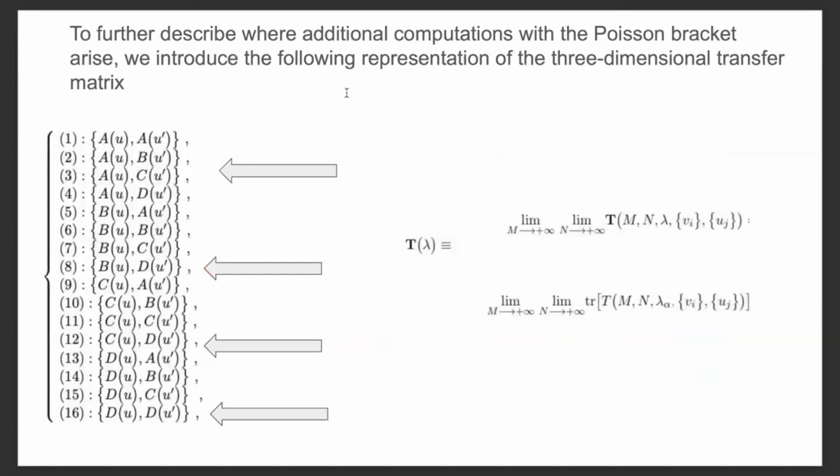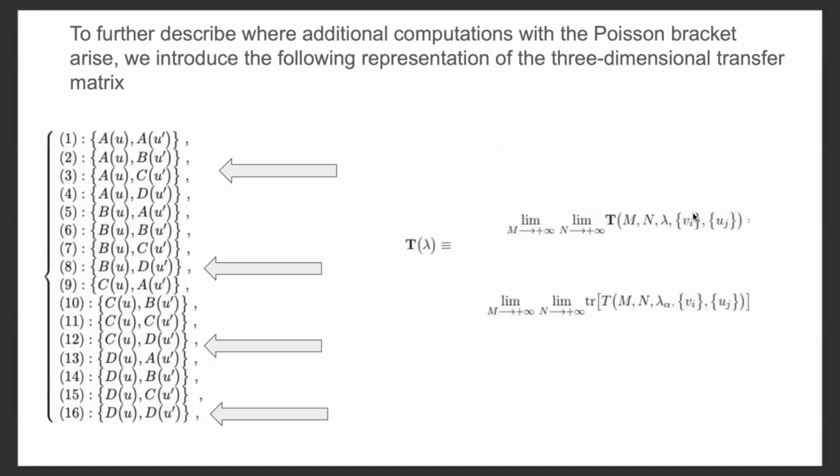But to further describe where additional computations with the Poisson bracket arise, we introduce the following representation of the 3 dimensional transfer matrix. For convenience, we can denote lambda, a parameter introduced in the definition of the 3 dimensional transfer matrix, as a homogenization parameter, in the sense that we can take 2 spectral parameters and converge them to a single parameter lambda. And then for the other parameters that enter as dependencies on the 3 dimensional transfer matrix, we also have M and N, which represent 2 degrees of freedom whose infinite volume limit we are taking.